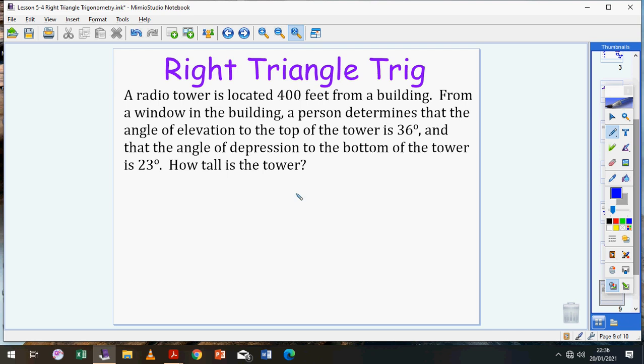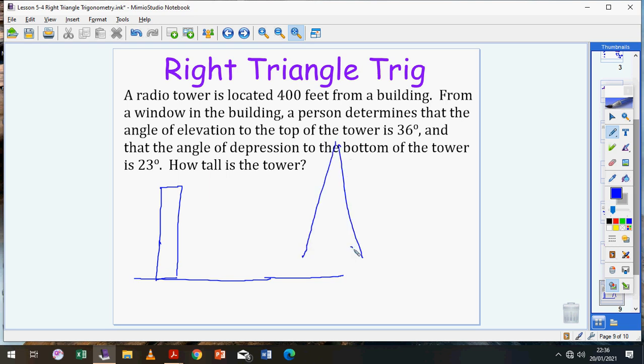There's a radio tower that's 400 feet from a building. So imagine a building and a radio tower. This is my building, a very tall building, and a radio tower somewhere here. It's smaller than the building, but it's still a tower. That's my tower. Okay, too much time spent drawing the tower.